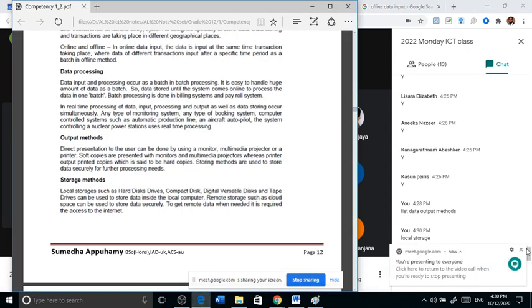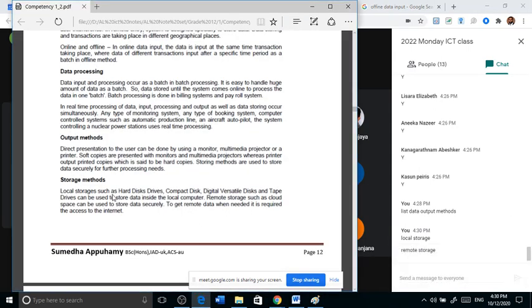Remember that. Another local storage such as hard disk drive, compact disk, digital versatile disk, and tape drives can be used to store data inside the local computer. Remote storage such as cloud space can be used to store data securely.